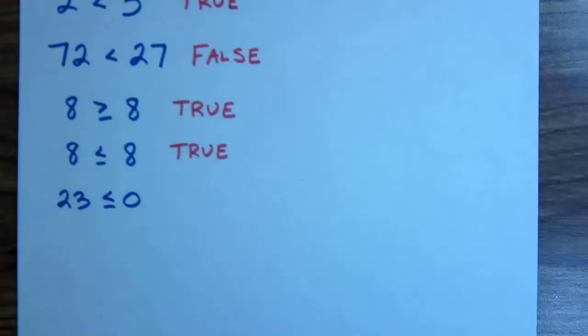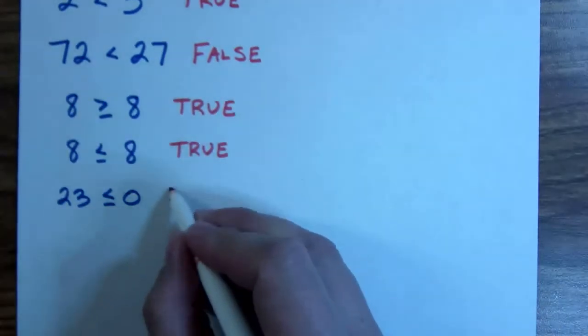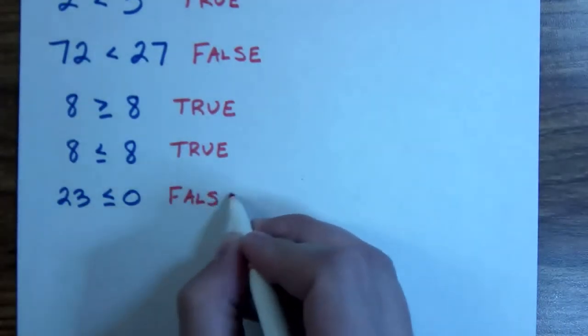23 is less than or equal to 0. That's correct. Is this a true statement or a false statement? False. 23 is not less than or equal to 0.